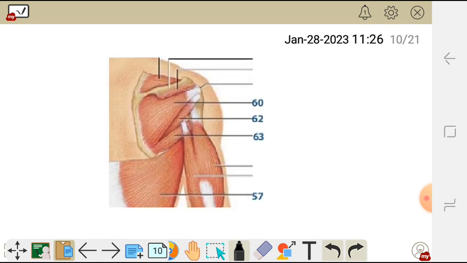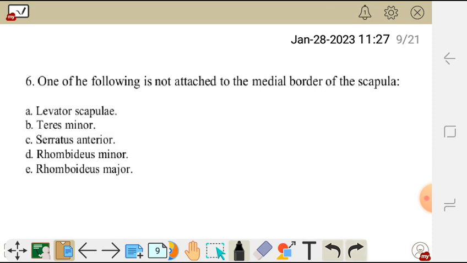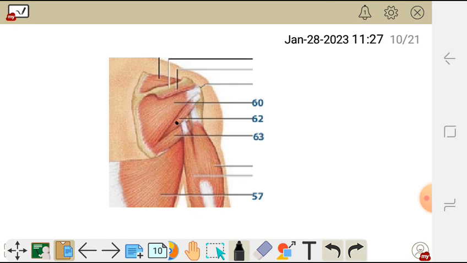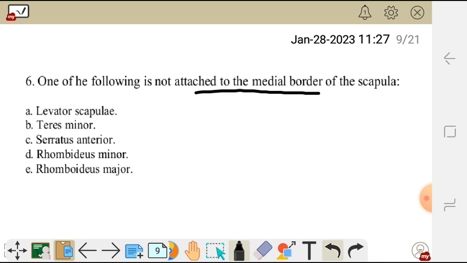It is attached to the greater tubercle of the humerus there, and on the scapula it is attached to the lateral border, not on the medial border. So that's why for question 6, teres minor is not attached on the medial border of the scapula, because it is attached to the lateral border of the scapula. So the correct answer for question 6 is B.